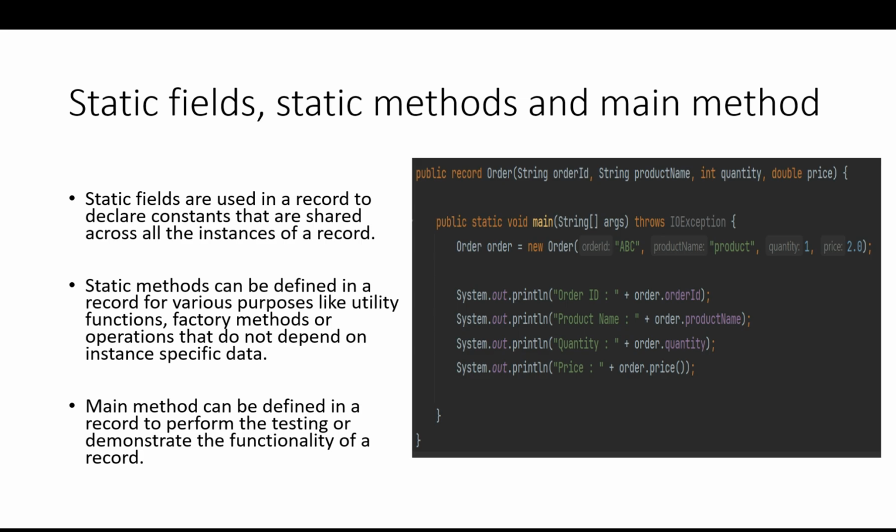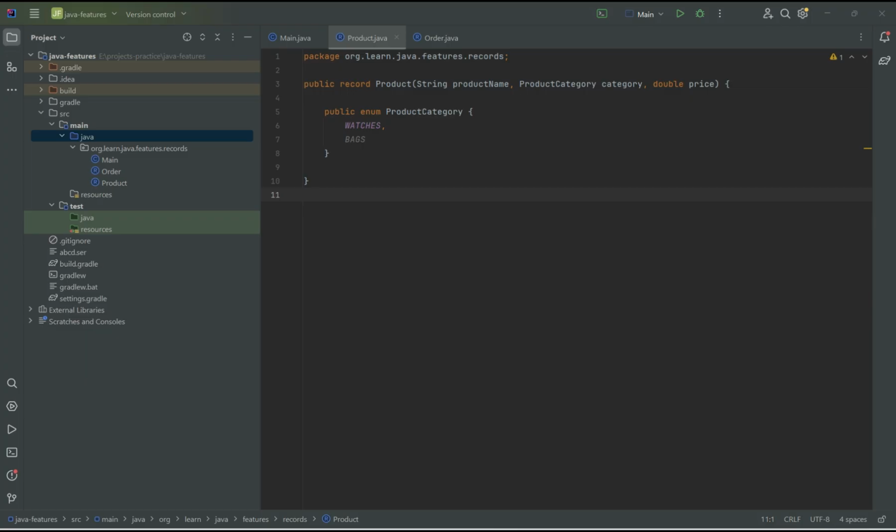During the festive seasons, the e-commerce websites offer discounts on various products based on the category of the products. So I am going to implement the discount functionality in a record using the static fields and static methods. When an order is placed on the e-commerce website, that order contains the product information. To represent a product, here I have created a record named Product, and this Product record has product name, product category, and its price. The Product record also contains a ProductCategory enum, and it is defined in the Product record because it is tightly coupled with the product.